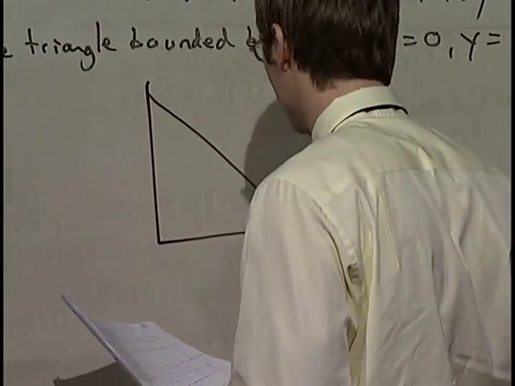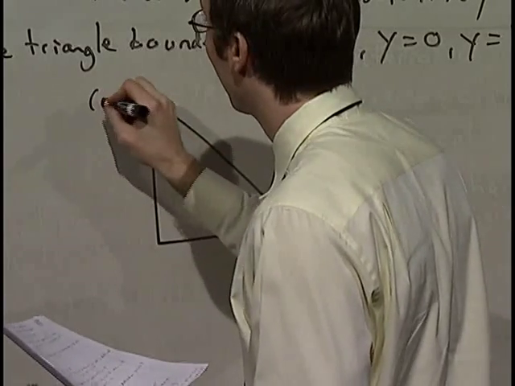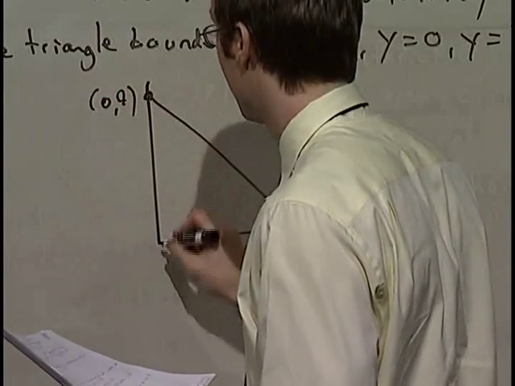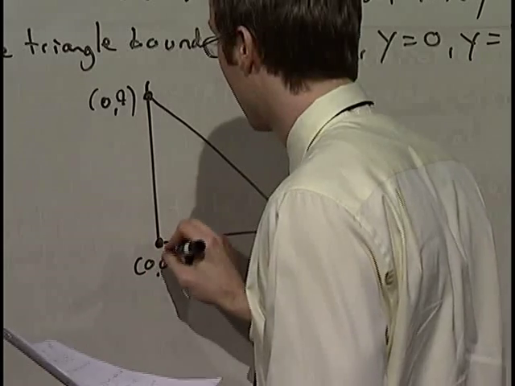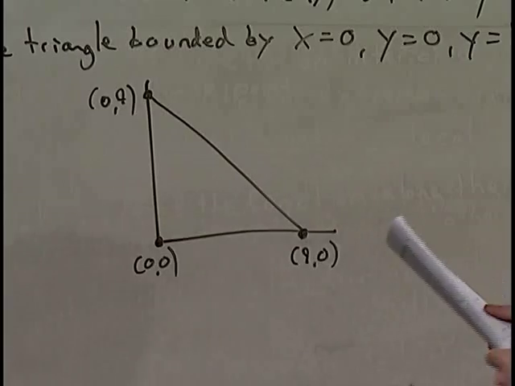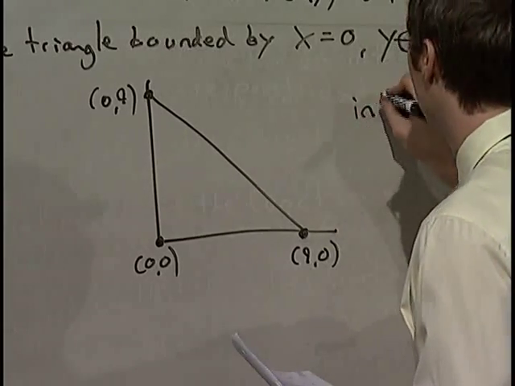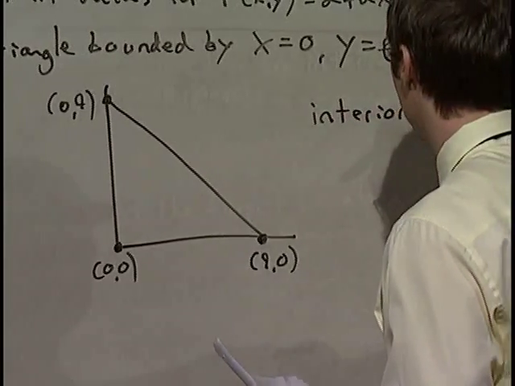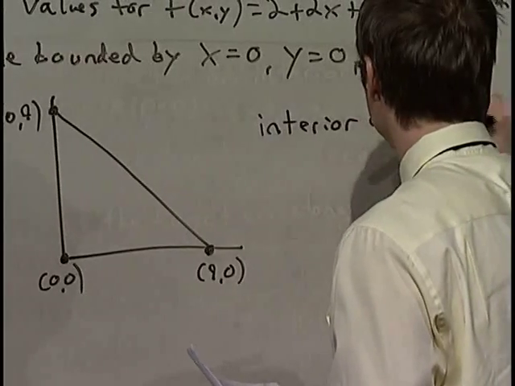there's 9, 0. There's 0, 9. There's 0, 0. There's our boundary region. We care about what is the function's absolute max, absolute min on x, y points in that boundary region. Okay, first things first. Interior critical points.